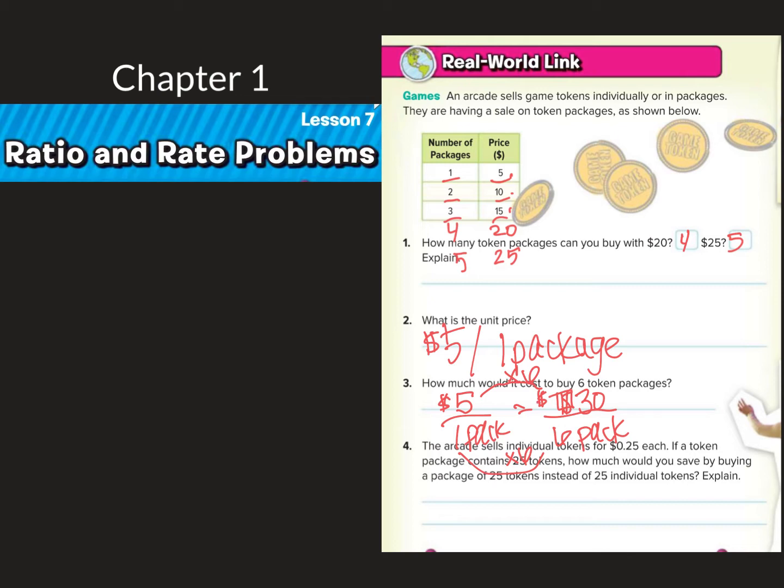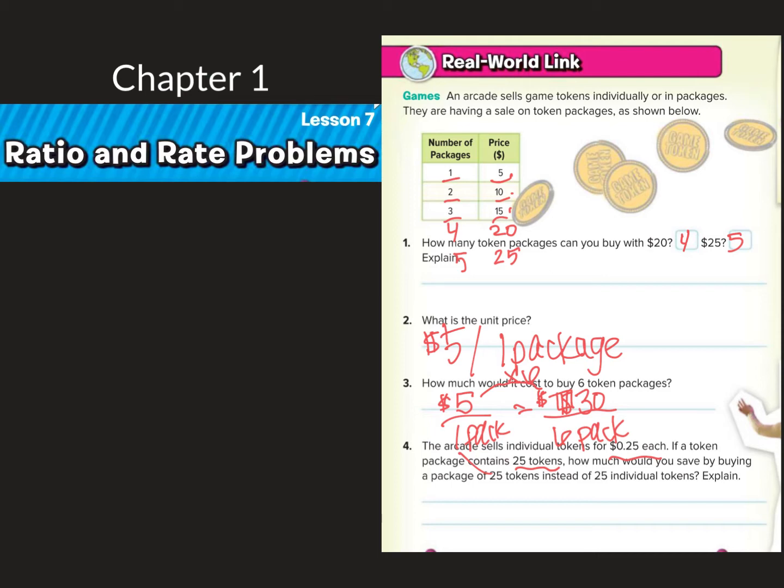Lastly, down here, the arcade sells individual tokens for 25 cents each. If an individual package contains 25 tokens, how much would you save by buying a package of 25 tokens instead of 25 individual tokens? Explain. So if we wanted to buy a 25 pack, how much would you save by buying a package of 25?